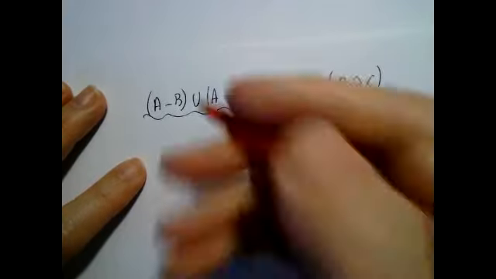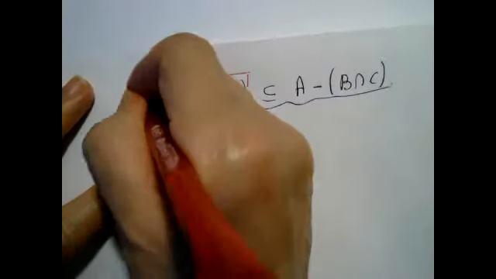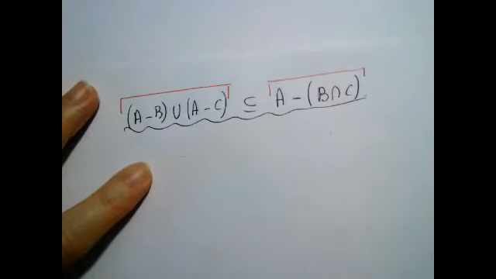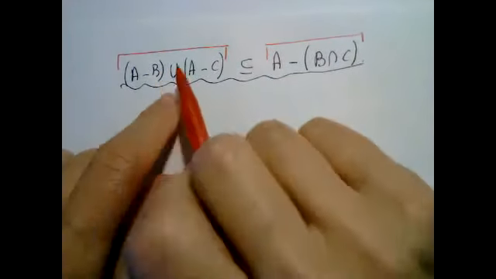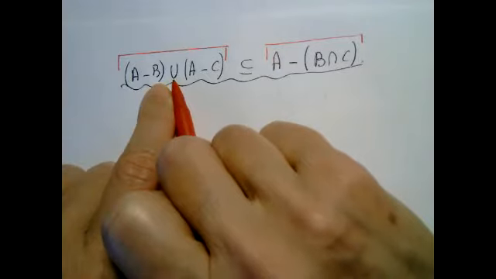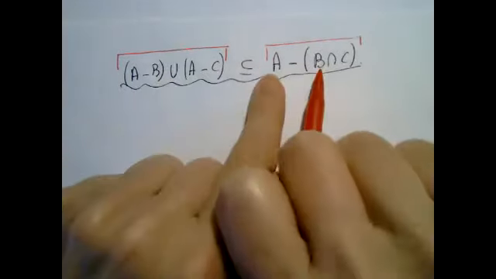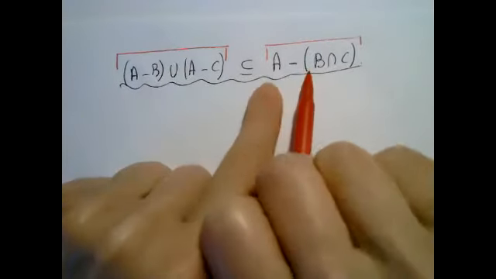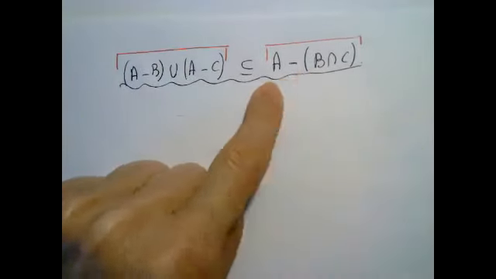So this is my first set. I want to show that it's a subset of that. It means I want to show that every element in here has to be in here. So I start with an arbitrary element, and I try to show that I'm going to land in here. So let's do that.